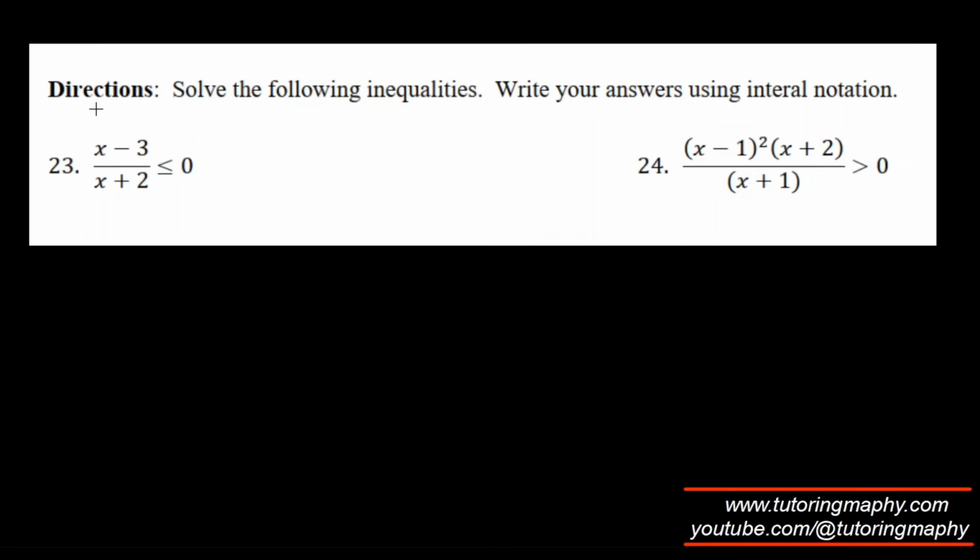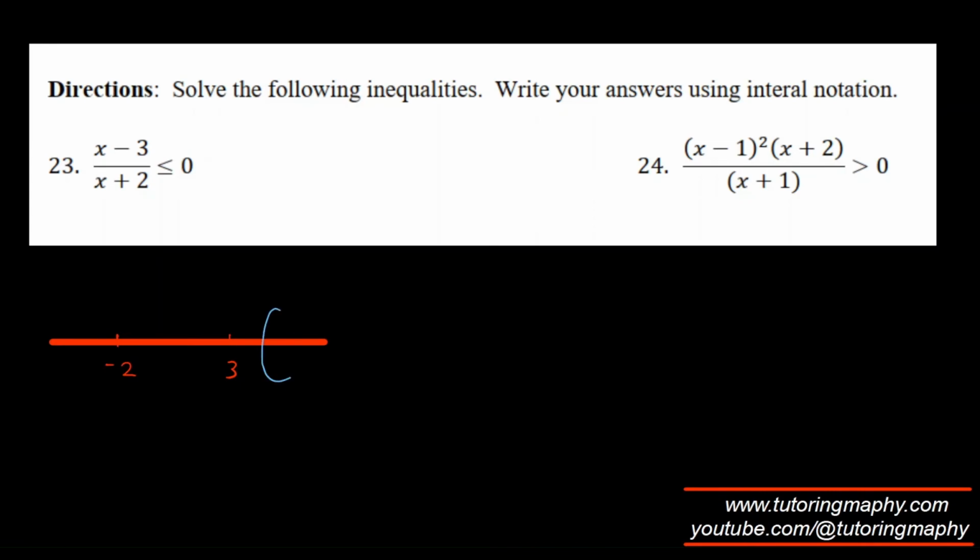Solve the following inequalities using the interval notation. The way we used to do these questions is first we'll make sure that all the leading coefficients everywhere are positive, which it is already. Then we'll make a number line and we'll plot the zeros. So x equal to 3 and x equal to -2. That's what we have.